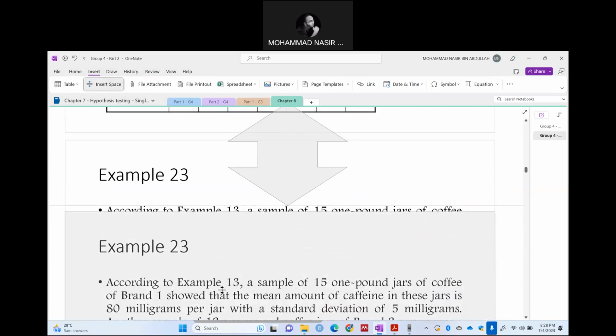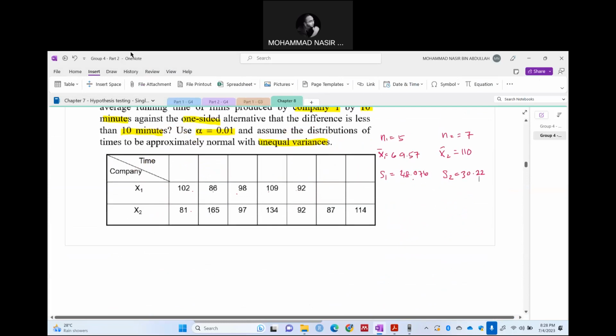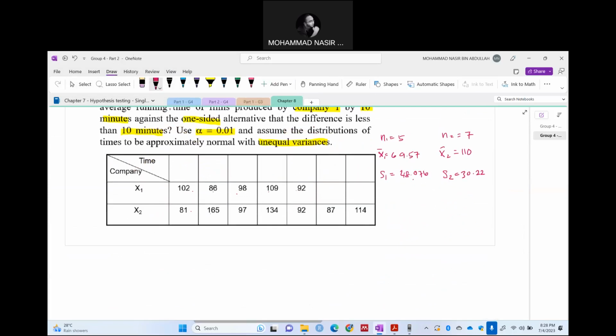So next, since we already have the important data, we state our hypotheses. Null hypothesis is mu 2 minus mu 1 more than or equal to 10. Alternative hypothesis, mu 2 minus mu 1 less than 10. Right. And we are using alpha equal to 0.01.